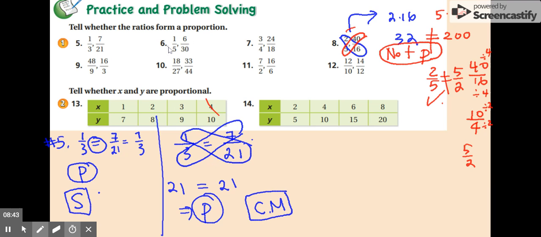Let's do 6. All right, so now I'm going to do cross multiplication. 5 times 6 is 30. 1 times 30 is 30. Equivalent? Yes. So it is a proportion.